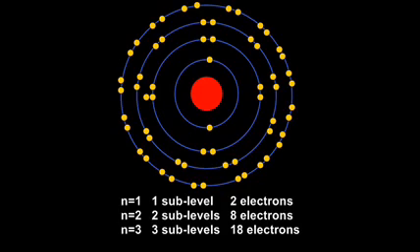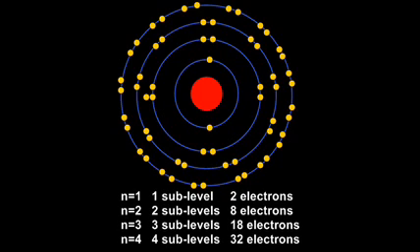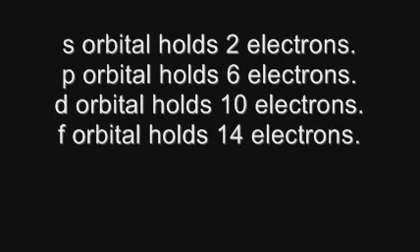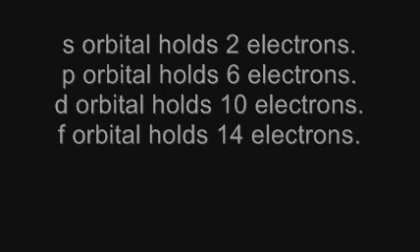Moving on to the third energy level, it contains the 3s, 3p, and 3d sublevels. The maximum number of electrons in each sublevel is 2, 6, and 10 respectively. Therefore, the energy level holds 18 electrons at maximum. The fourth energy level can hold 32 electrons. To summarize, there are 4 sublevels, named s, p, d, and f. The s orbital holds 2 electrons, the p orbital holds 6 electrons, the d orbital holds 10 electrons, and the f orbital can hold 14 electrons.